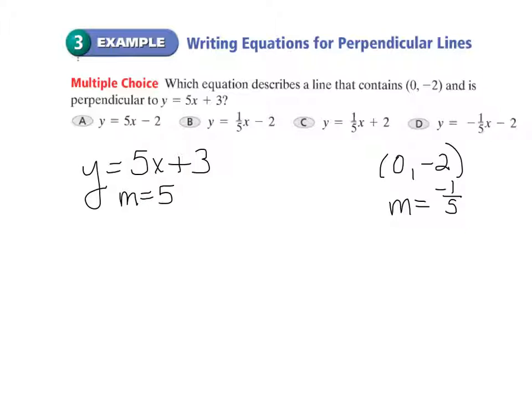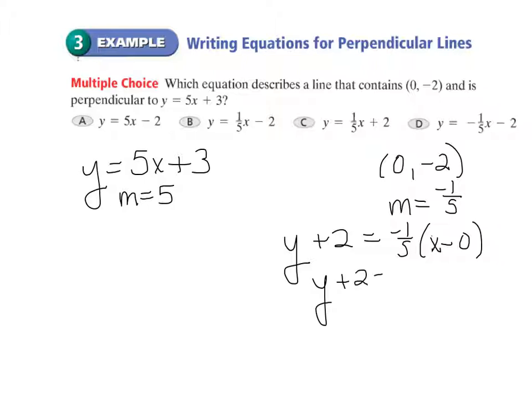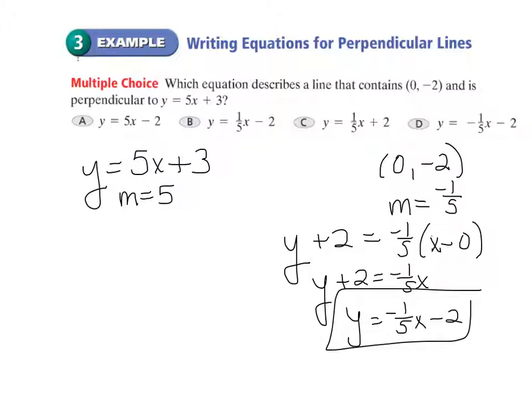So now let's use our point slope form. That would be y minus a negative 2, which would give us y plus 2, equals my slope of negative 1/5 times x minus 0. That would give me y plus 2 equals negative 1/5 x. And now I subtract 2 on the other side. That gives me y equals negative 1/5 x minus 2, which would give me the answer D.